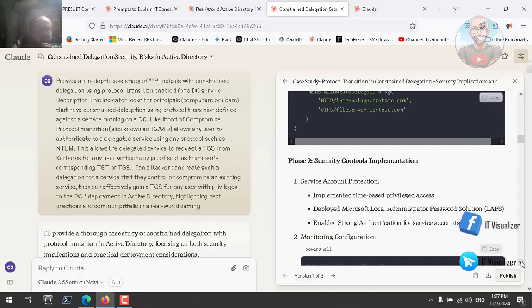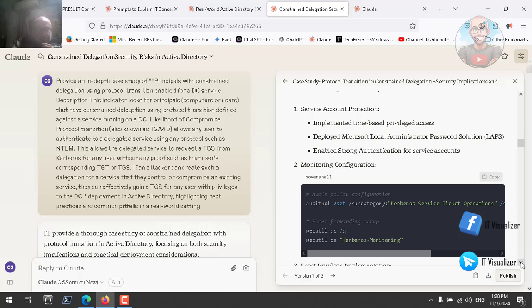Then we can see here the security control implementation, service account protection: implement time-based privilege access, deployed Microsoft local administrator labs. Okay, but this is for local accounts, so this is not correct. I think time-based privilege is correct. Enable strong authentication for service accounts. Okay, but again, where is the situation here? He is giving us some mitigation.